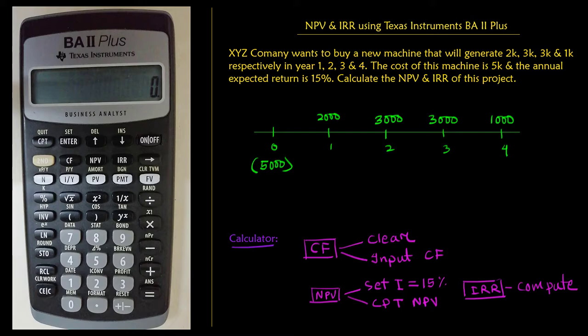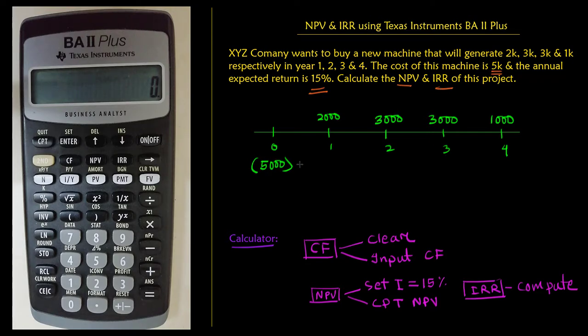Alright, so what you have here is that a company wants to buy a new machine that will generate some cash flows, and it will cost $5k to buy the machine, and the expected return is 15%. Now we need to calculate the NPV and IRR of this project. Now the timeline of our cash flow is this.